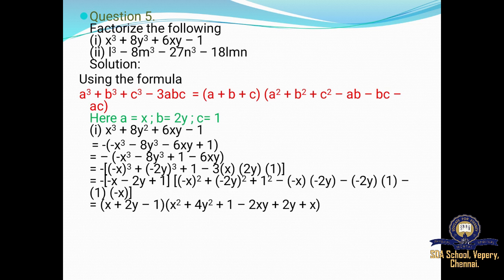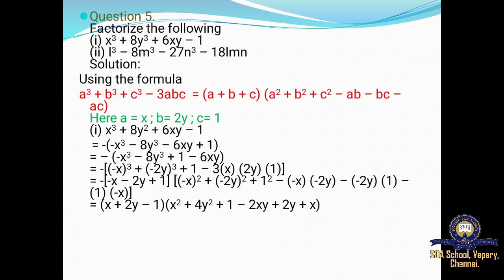So what happens? I can write minus x cube as minus x the whole cube. Similarly, minus 8y cube as plus minus 2y the whole cube. Then plus 1 as it is, because even if you write this as 1 cube, it is going to remain 1 only. Right? Then, as I told you, A is x, B is 2y, C is 1. I have written that format. Yes, it is satisfying. So, I can write this identity in the right hand side format, that is a plus b plus c into a square plus b square plus c square minus ab minus bc minus ac format. Got it, students?